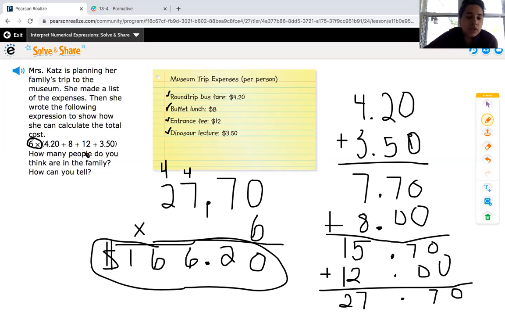Okay? So remember, we just used PEMDAS to figure out this expression. We had to work inside the parentheses first, and then we multiplied next for the 6 people. So how many people do you think are in the family? 6. Why? Because we're multiplying the total price for one person by 6.